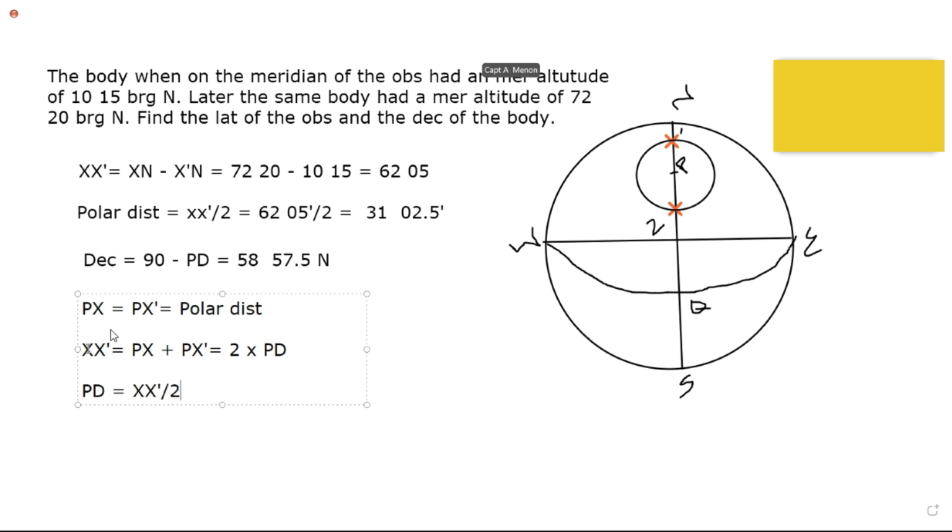That is why we said that polar distance is XX dash divided by 2. It is not required to write this, but it is just so you understand. Directly you can write polar distance as XX dash divided by 2, because from the diagram, PX is the polar distance, PX dash is also the polar distance, and radius plus radius is equal to the diameter. The diameter is XX dash, you divide by 2 and you get the polar distance.